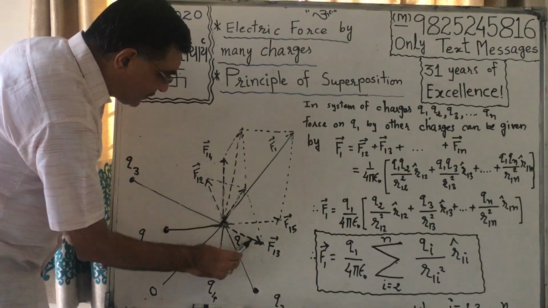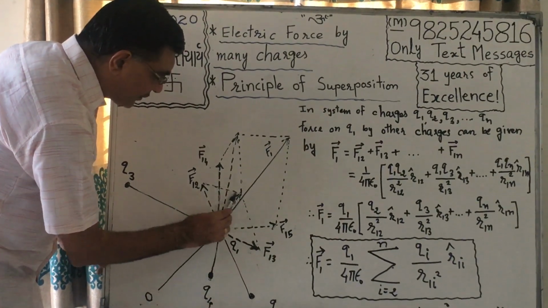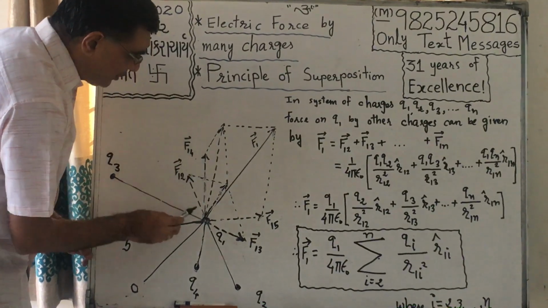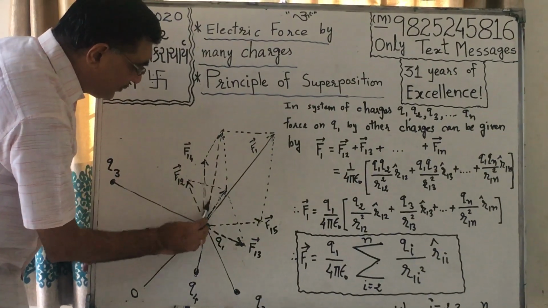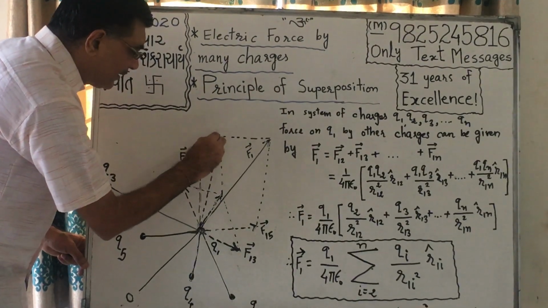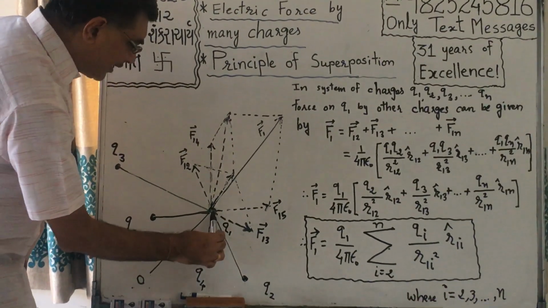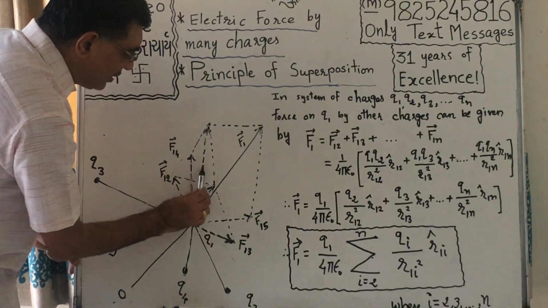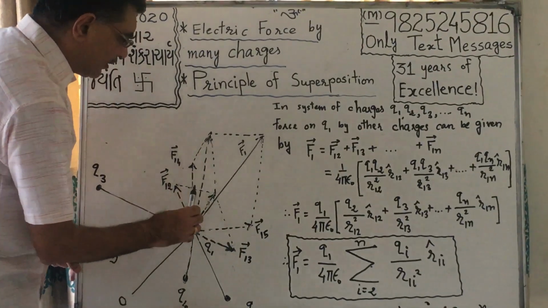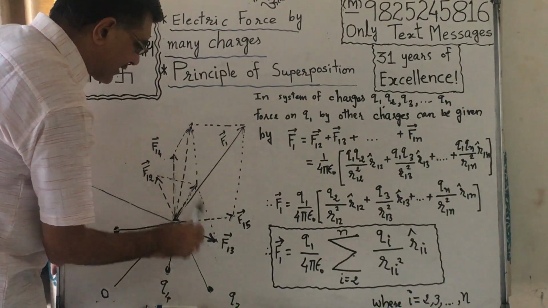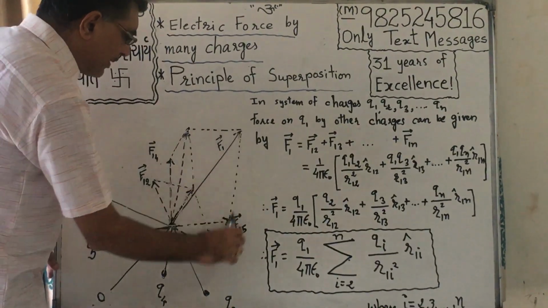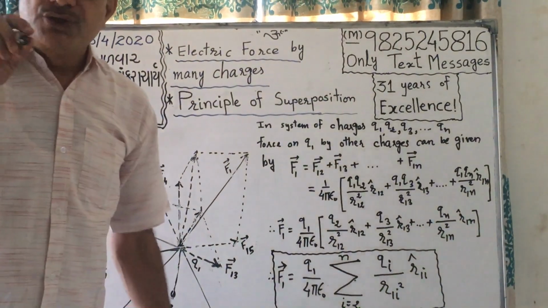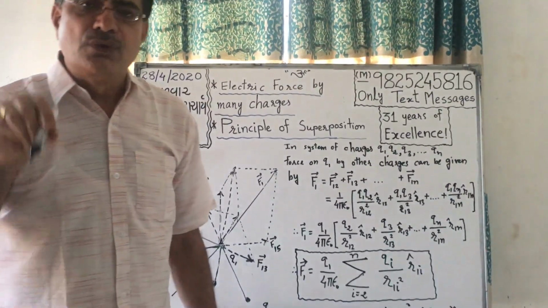Making the sum of these two by preparing a parallelogram, this is the resultant of F12 and F13. Now the force on 1 by 4, that is F14. Add these two by the parallelogram method, and you will get this diagonal. Then the force on Q1 by Q5, that is F15. Again repulsion. Now we have to add these two. Draw a parallelogram. These two are the adjacent sides, so this will be the parallelogram and this will be the diagonal. That is the resultant force on Q1 by Q2, Q3, Q4 and Q5.